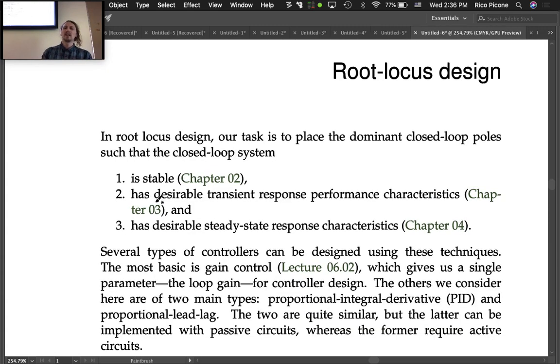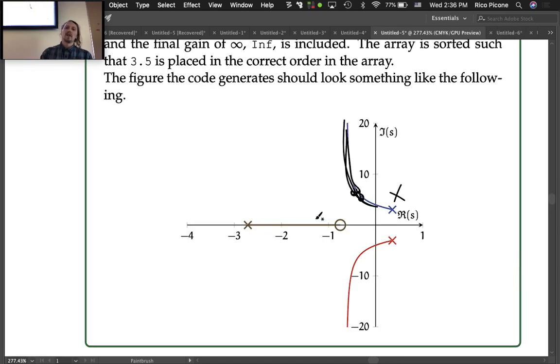But then we can get into the other response characteristics. So two, we want the system to have desirable transient response performance characteristics as well, which we talked about in Chapter 3. Remember, the transient response performance characteristics have to do with the overshoot and the rise time, the settling time, all that, which as we just saw, our locus in MATLAB helps us to understand using the second order approximation, which we'll be using quite a bit.